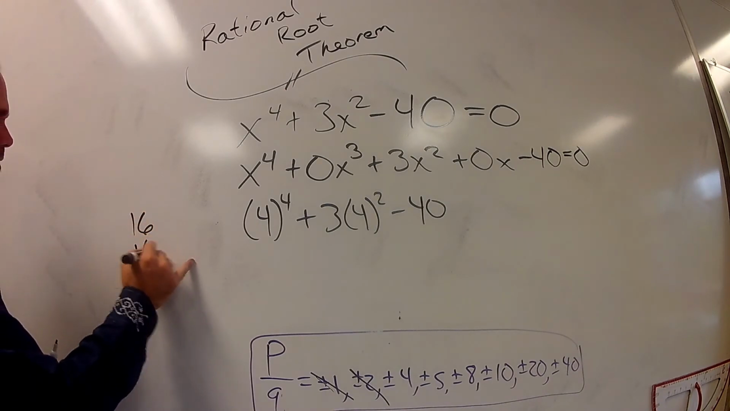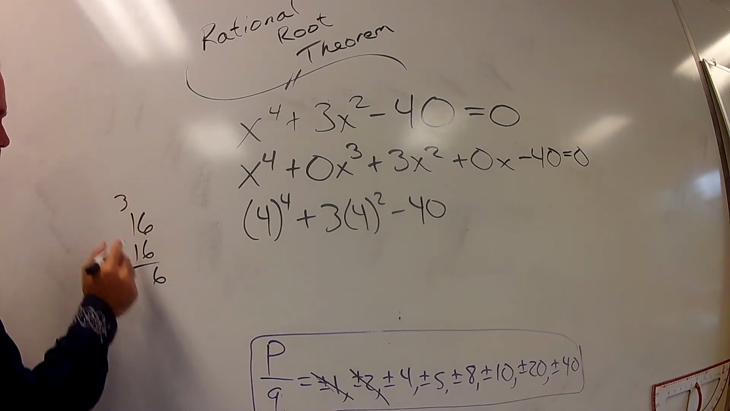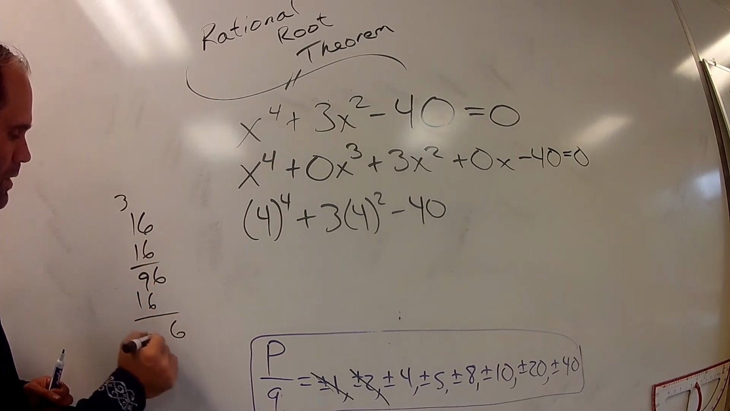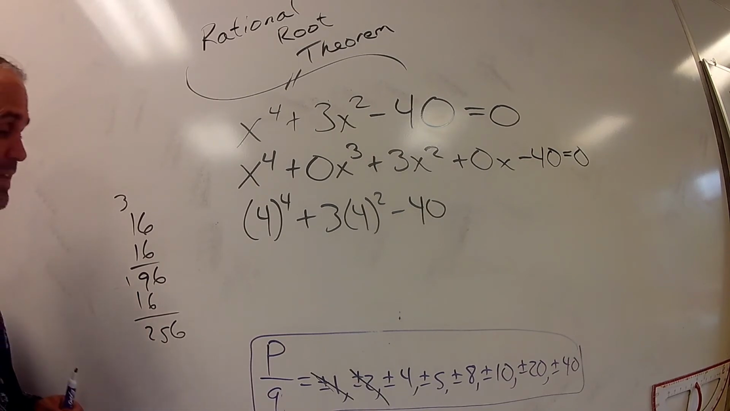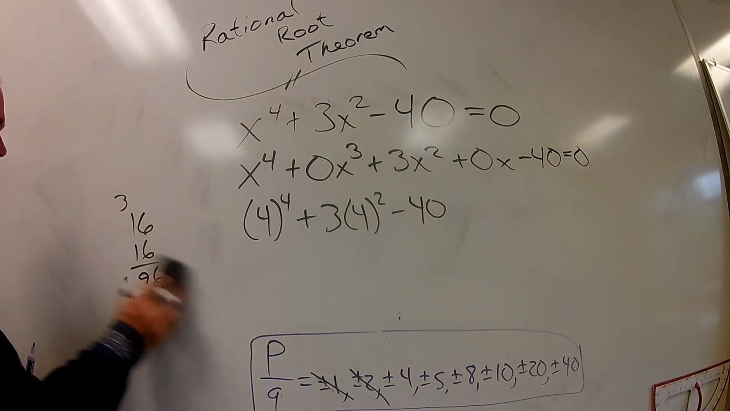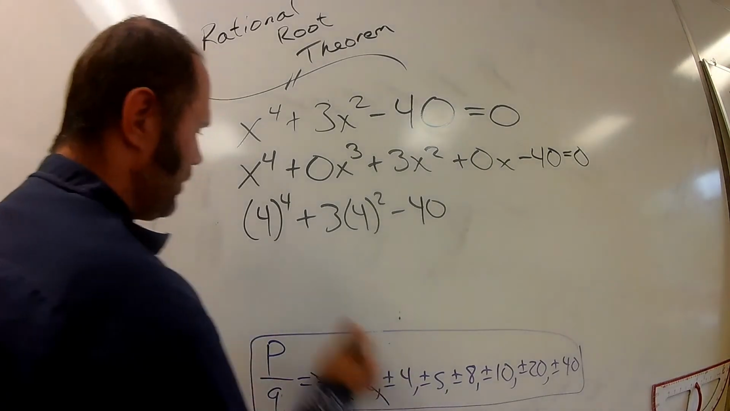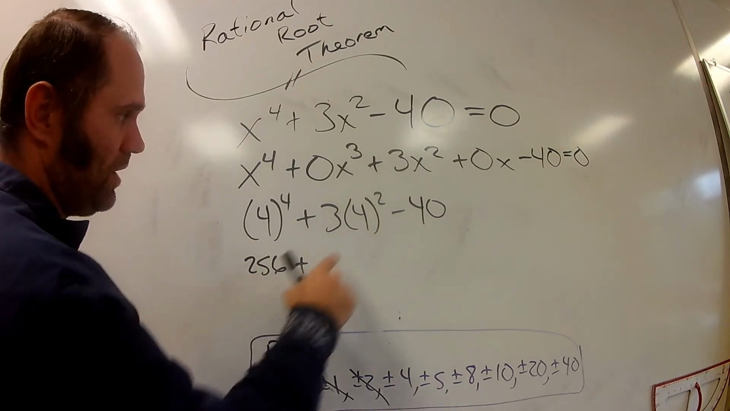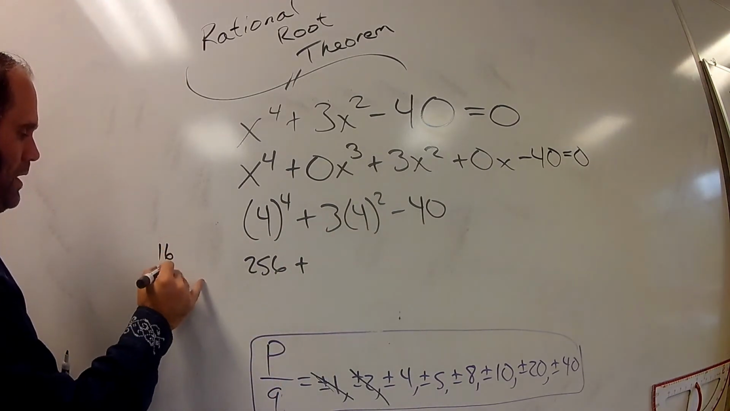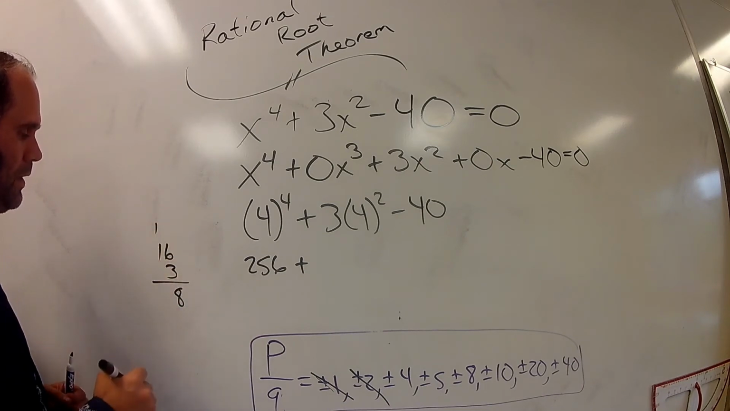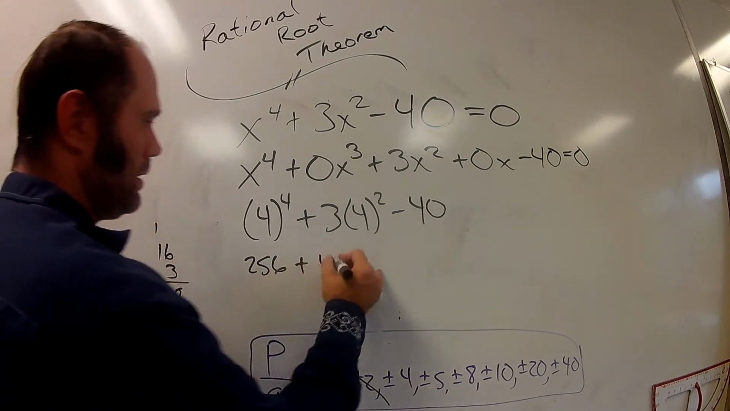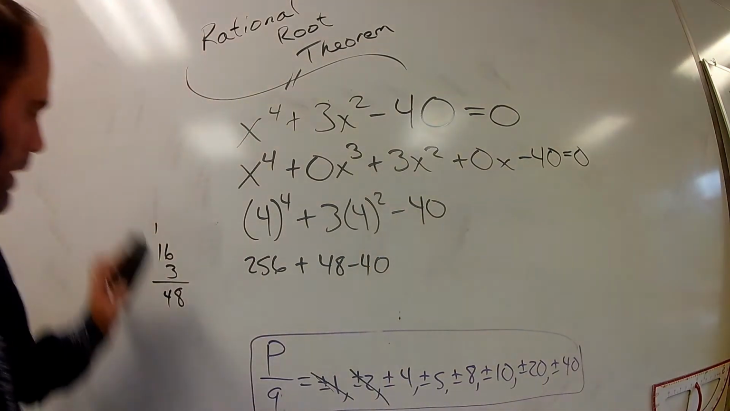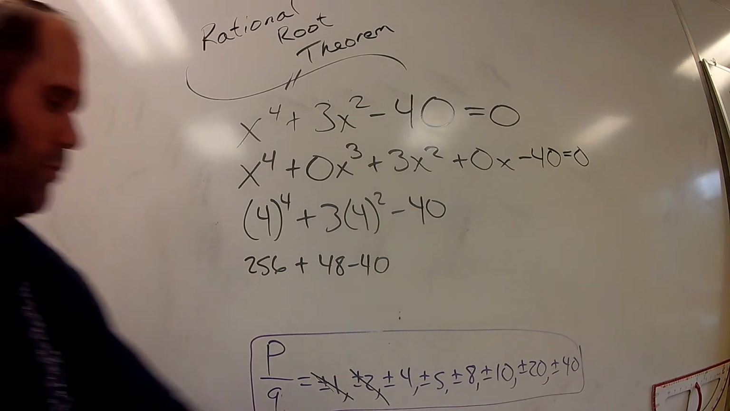16 times 16, 36, and then 6 plus 3 is 9, 6 and a 1, 6, 5 carry the 1, and we get 256. That's pretty huge. That's probably going to be a problem. So 256 plus 4 squared is 16 times 3, so 48, minus 40.